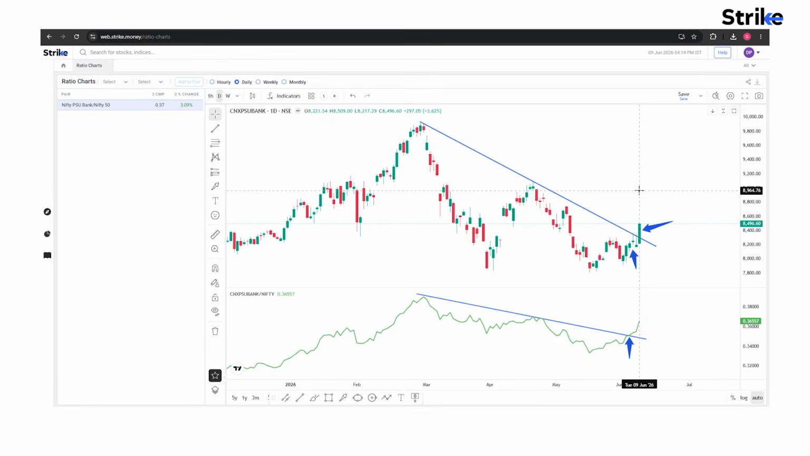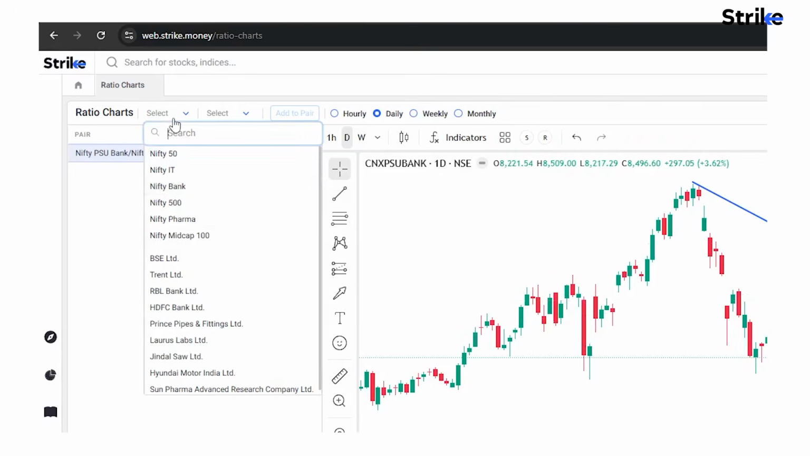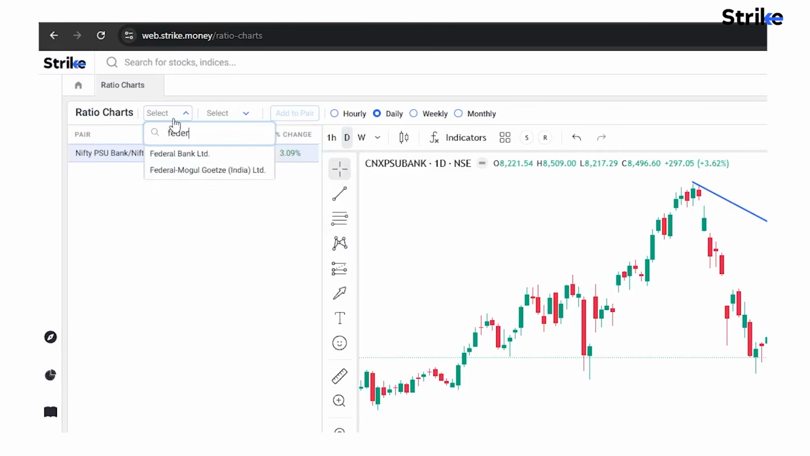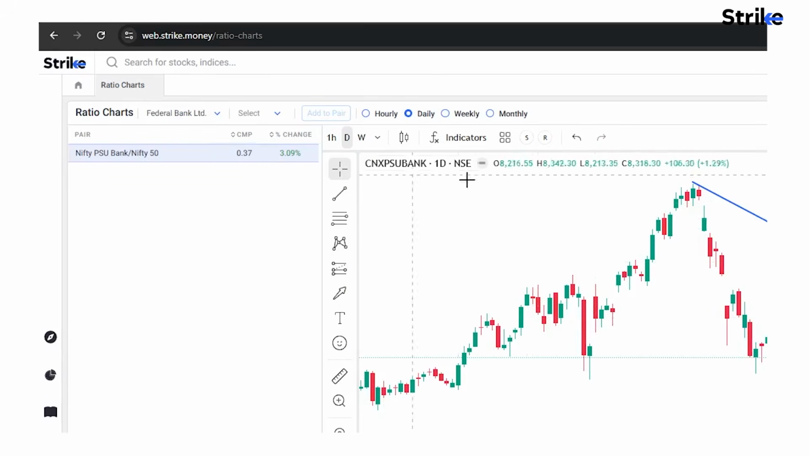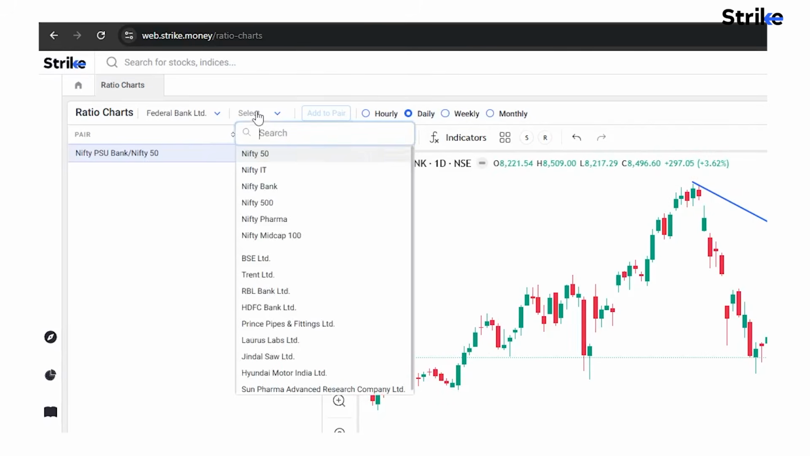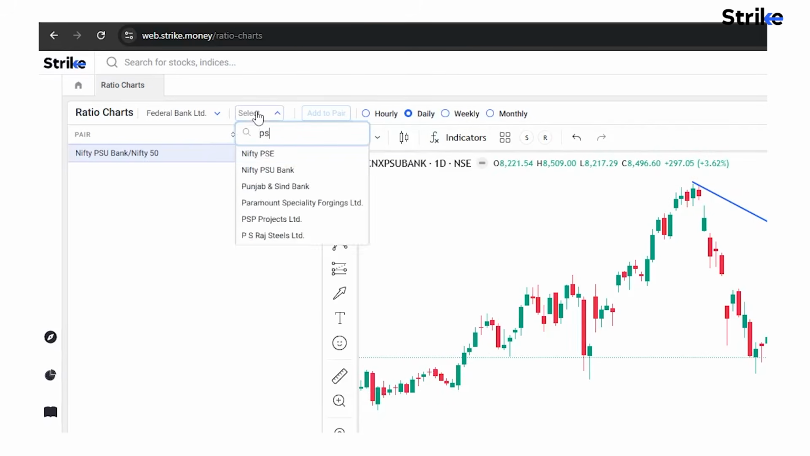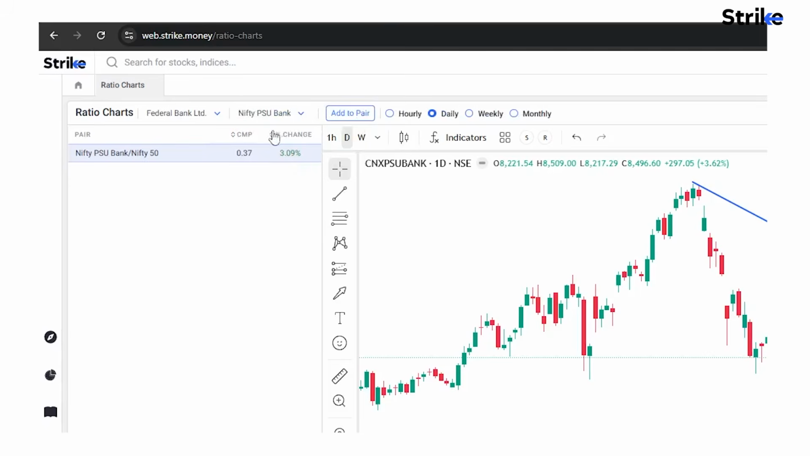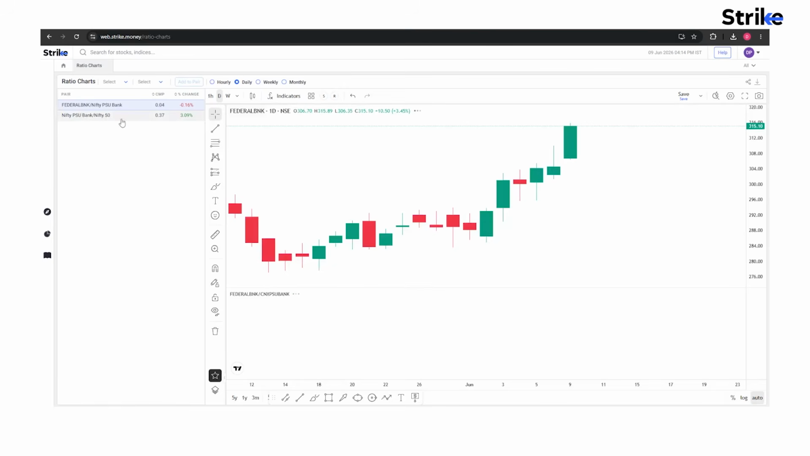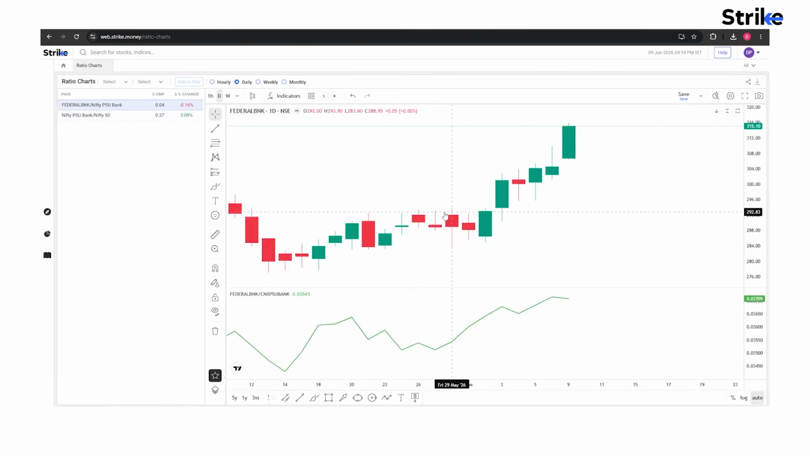In a similar way, you can figure out a couple of stocks which can give some outperformance. For example, we can go to Federal Bank. For the benchmark, I wanted to select the PSU banks, because we are doing our analysis for the PSU banks, and I wanted to take the PSU banks as a benchmark for the PSU stocks. So you go to the PSU banks. For the numerator you have selected Federal Bank. For the denominator you go with the PSU banks. Click on the PSU banks, then add pair. Then you will get Federal Bank to Nifty PSU Bank.